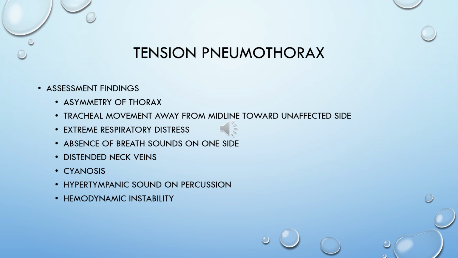You're going to see distended neck veins, and of course that's going to happen because you've got pressure within the heart itself, which is not allowing it to fill and pump, so you're going to have backflow. It's like putting a tourniquet in the chest. They're going to become cyanotic. Hypertympanic sounds upon percussion, because now you have air trapped in the chest cavity, and with percussion it's a higher tympanic sound when you're feeling it on your finger as opposed to going over a solid surface. And then they will also be very unstable hemodynamically.